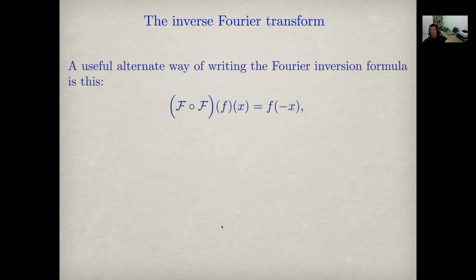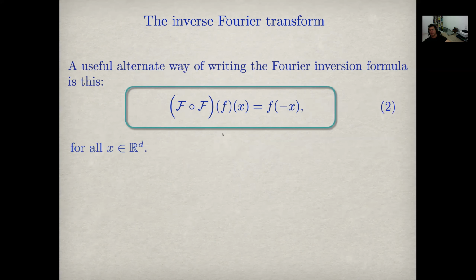Let's see. A useful alternate way of writing the Fourier inversion formula is the following. We use the script F also for the Fourier transform for many reasons. When you want to compose the Fourier transform with something, or when you want to write the inverse Fourier transform, F inverse, it's useful to have this alternate notation for the Fourier transform, this capital script F. And so F composed with F of a function is the function at negative x. So F composed with F is almost the identity, but up to this minus sign here. And it follows from the previous Fourier inversion formula, and a moment's thought will reveal this follows immediately.